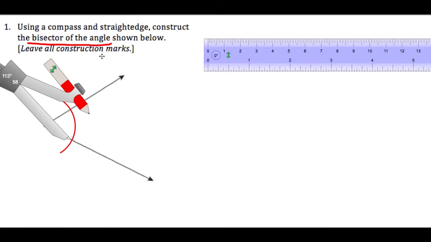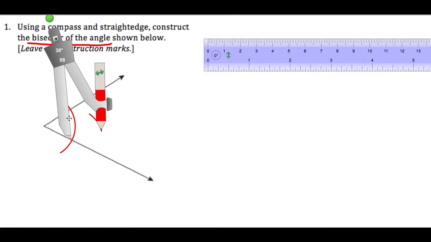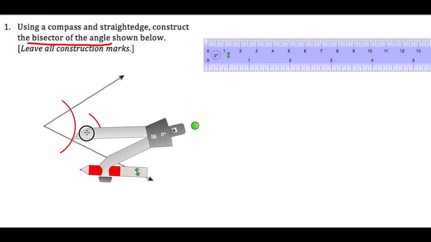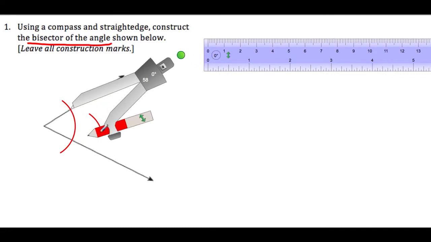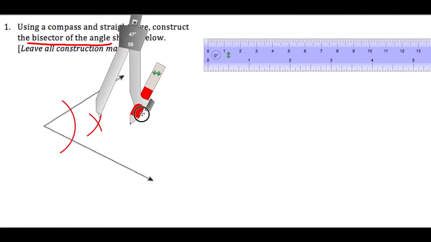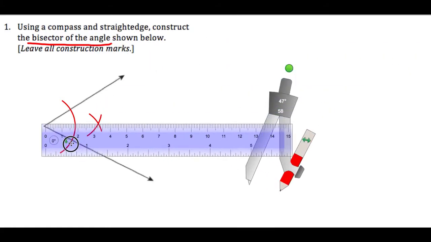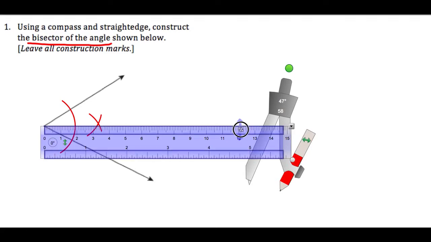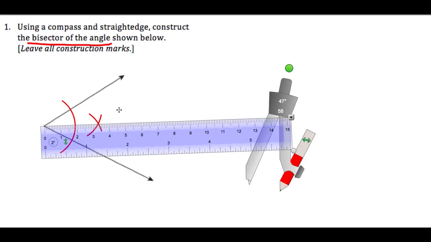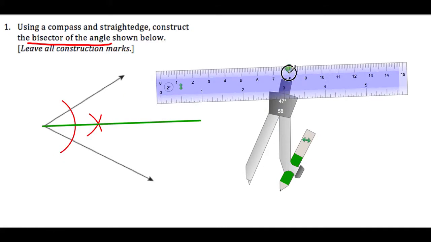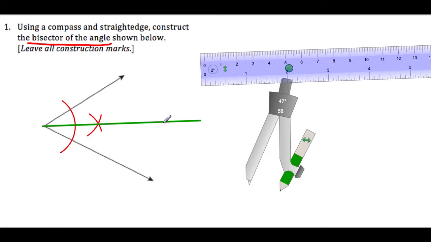So it seems like we have done it. Draw an arc. Now you're gonna do the same thing. Put one leg on the other intersection without changing the width, and draw the other arc. Now then what you have to do is simply connect the vertex and the intersection. So now you can see that the green line is supposed to be the angle bisector of the given angle.